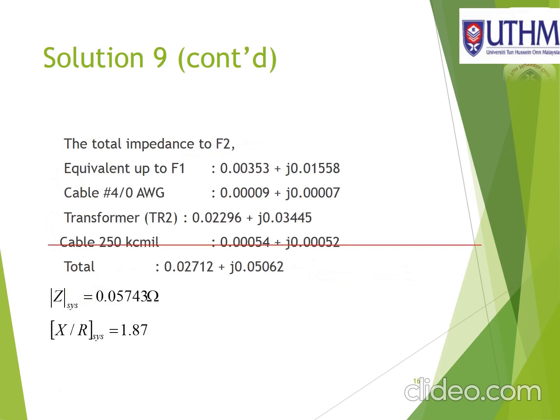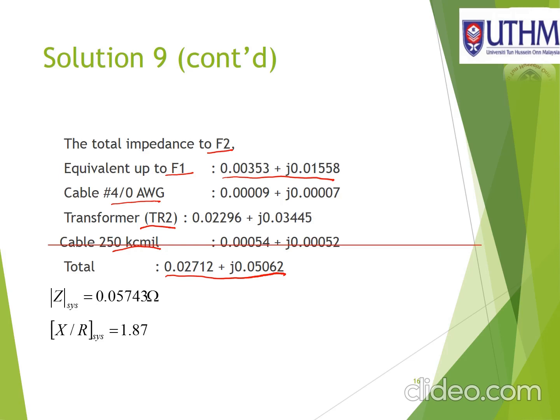Okay, then to get the total impedance to F2, we have the F2 point, so we have to add all the impedance for F1. This one, add with the cable, this one, and add with transformer number 2 and also this cable. So we get the total impedance until point F2, which is this value.